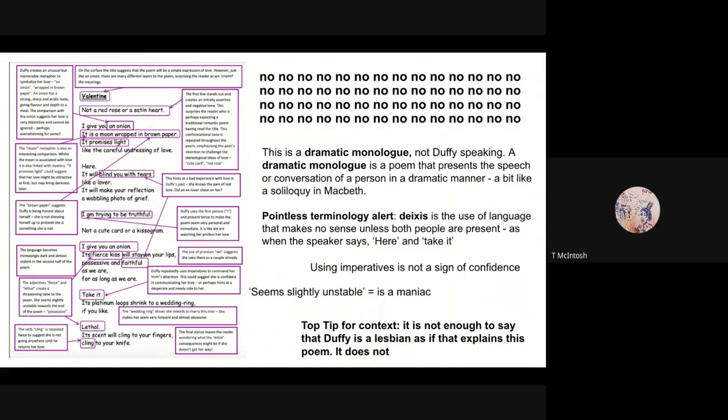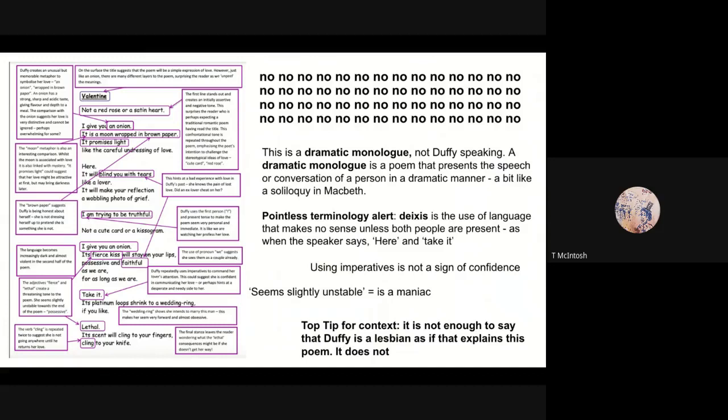Do not confuse this with Carol Ann Duffy. It is a dramatic monologue. So what's a dramatic monologue? It's a poem that presents the speech or conversation of a person in a dramatic manner, a bit like a soliloquy in Macbeth. But unlike a soliloquy, in this one, the speaker is talking to the person who's being given the Valentine, right? Being given the onion.